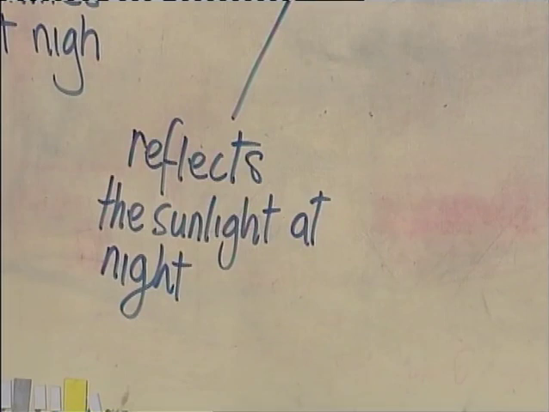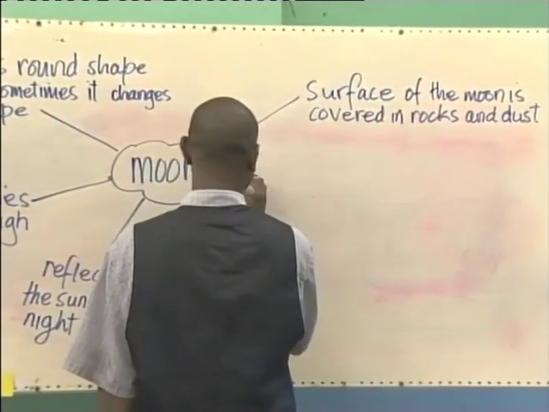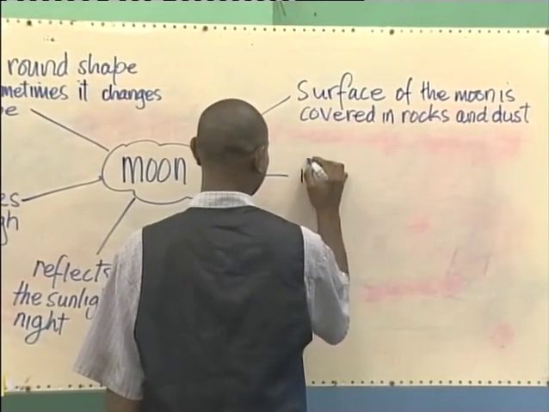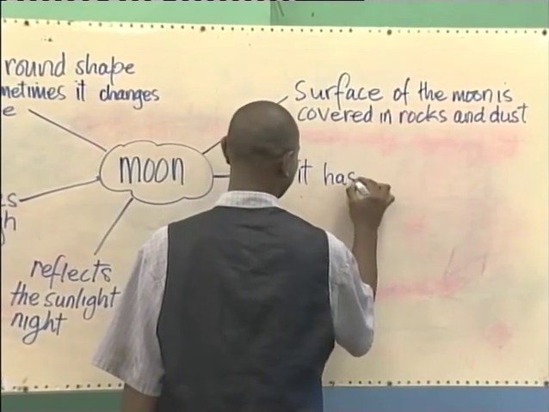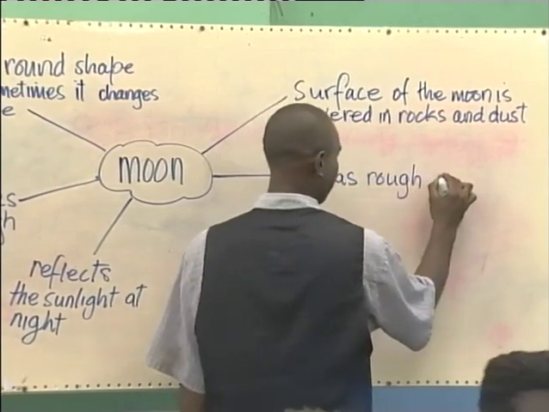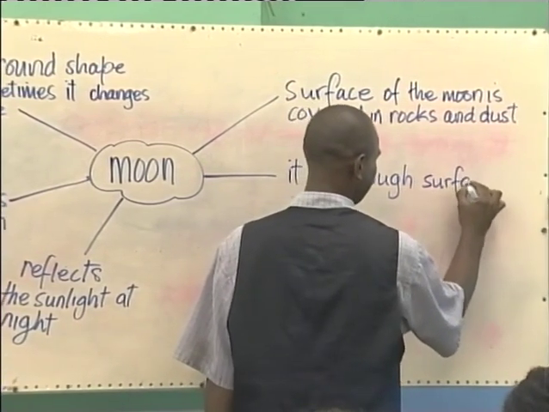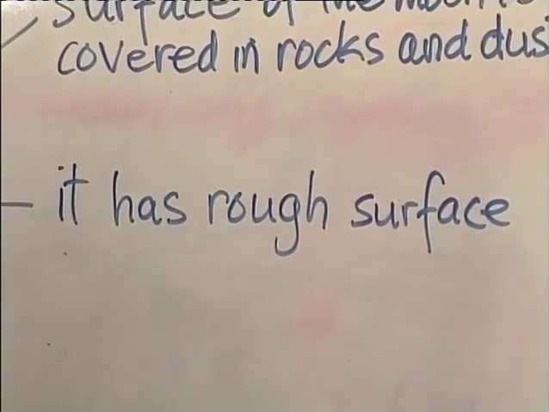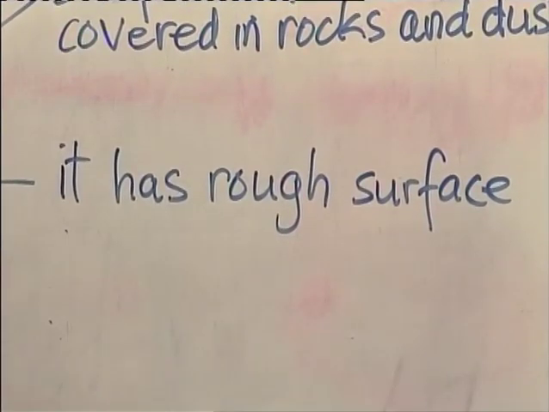Okay, Minol is going to give us his group's description, one interesting description. It has rough surface. I wonder what those rough surface is. What do you think? Thank you.